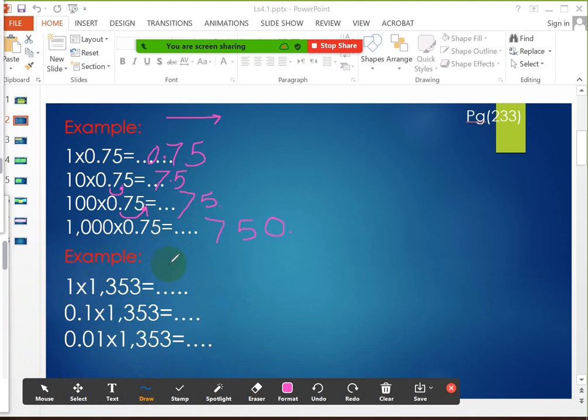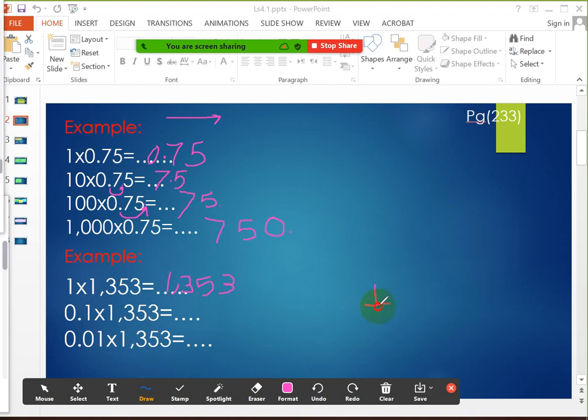First thing, 1 multiplied by any number equals the same number. That means 1 multiplied by 1,353 equals 1,353. Okay? Now, what about this multiplication? Look, here I want to multiply by 0.1. 0.1. Okay.